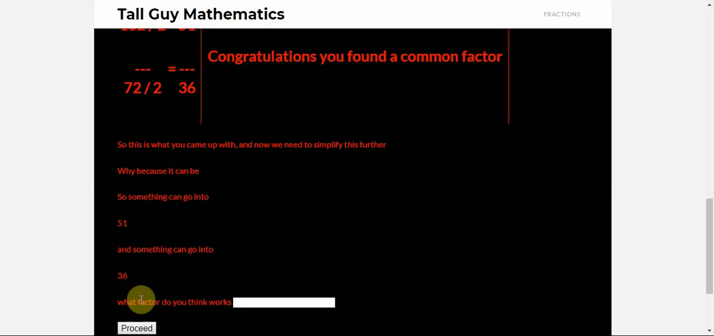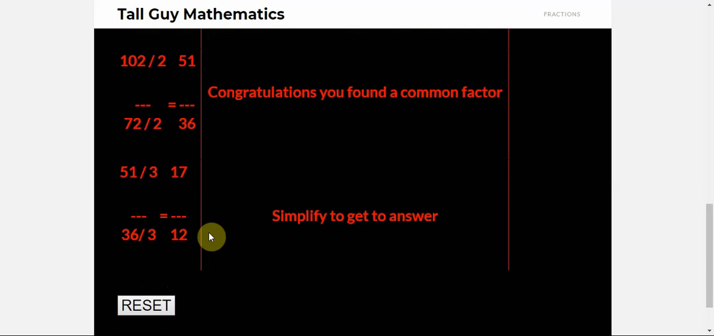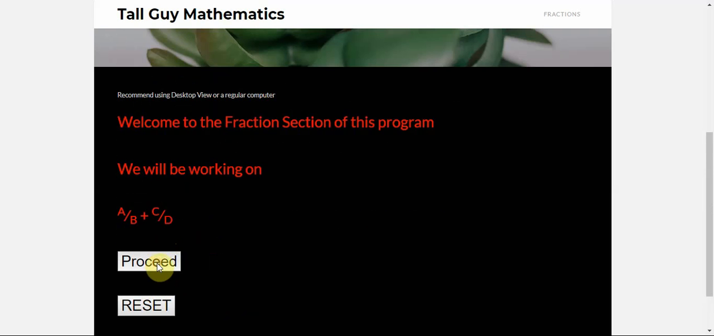But these are not even and even again. So a number that does go into both of these, 3. And there you go, your fraction's fully simplified to 17 over 12. Case in point. And if that wasn't the last possible factor, then this program would ask you to keep going over and over and over again. I'll show you an example of how that occurs.